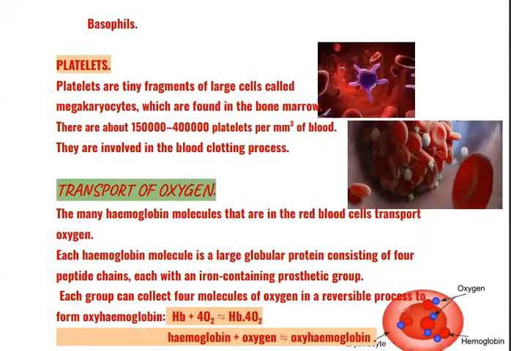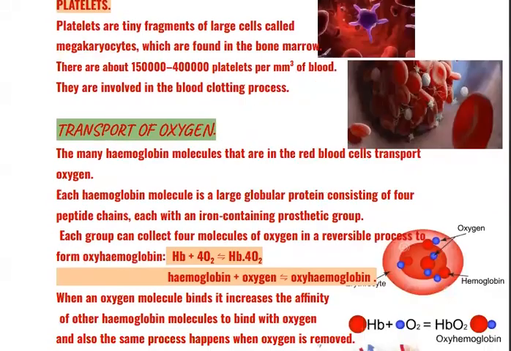Platelets. Platelets are tiny fragments of large cells called megakaryocytes, which are found in the bone marrow. There are about 150,000 to 400,000 platelets per millimeter cubed of blood. They are involved in the blood clotting process.